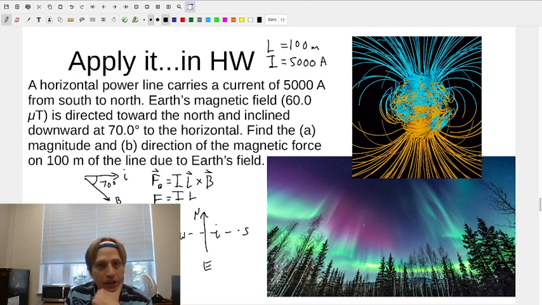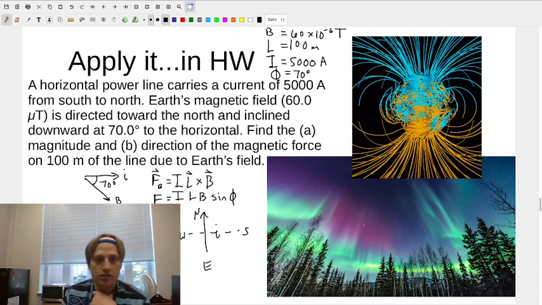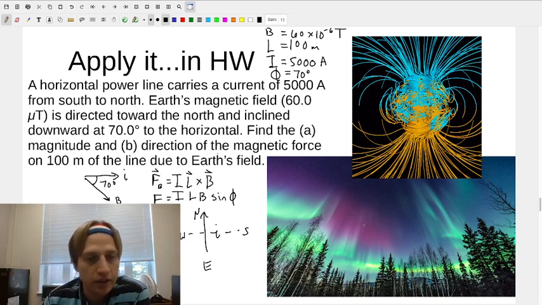And then my B is 60 microtesla. So you're going to have to put that in terms of just teslas, 60 times 10 to the minus 6 Tesla. So it's going to be ILB, and then because this is a cross product and it's at an angle, you're going to have to use the sine of that angle. Okay, so our angle in this case would be that 70 degrees. So make sure that you have your calculator in degrees when you stick these numbers in. So that'll give you a magnitude.